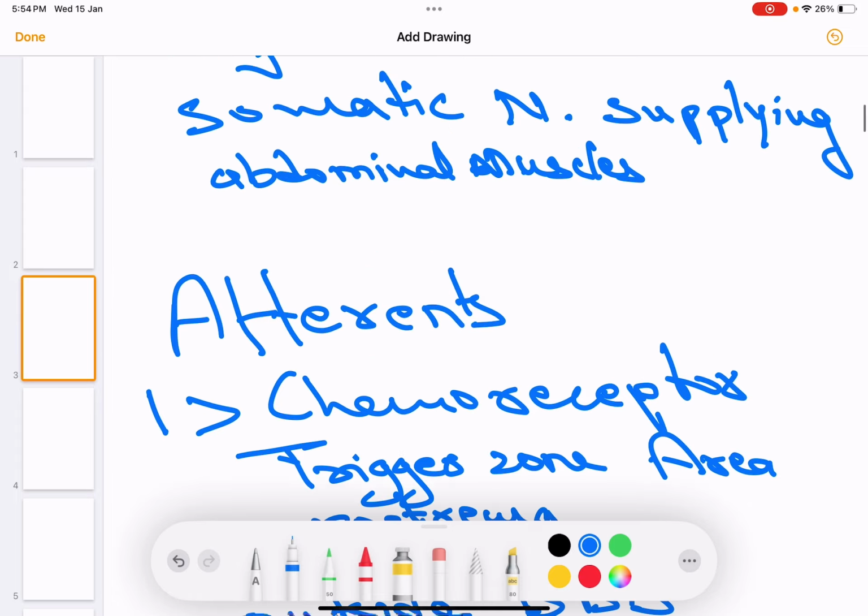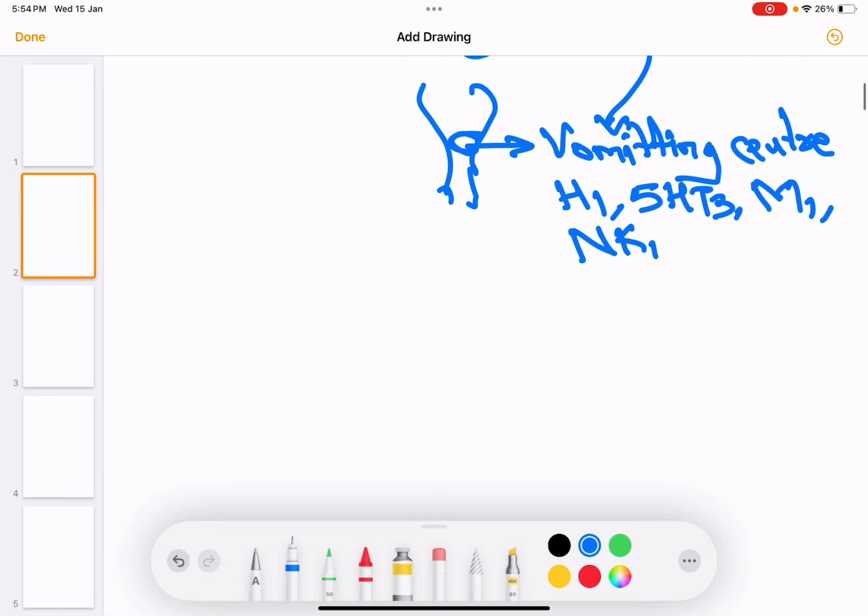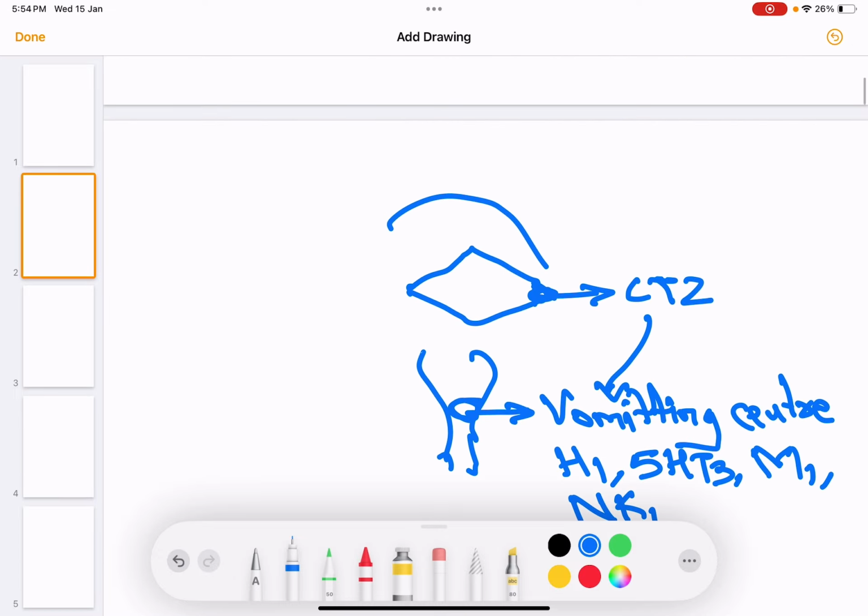Now what are the receptors located in the chemoreceptor trigger zone? The first one is the D2 receptor, then 5-HT3 receptors, opioid receptors, and NK1 receptor.